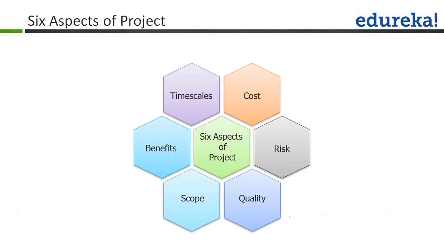Cost is the third parameter. What is the cost incurred in the project so far? Are we under budget or over budget? For example, the target budget for the project is 250 million USD plus or minus 5%.